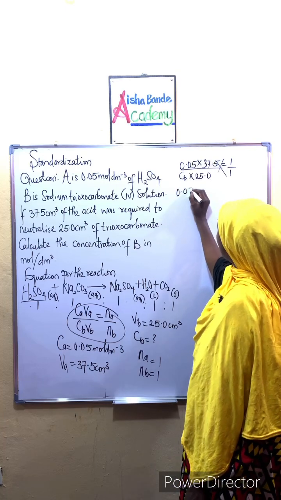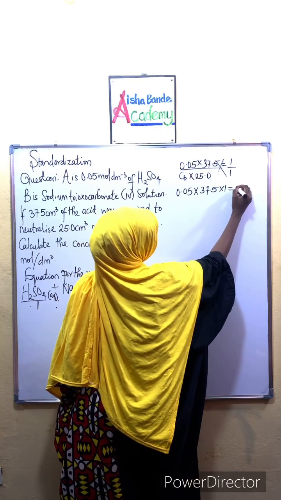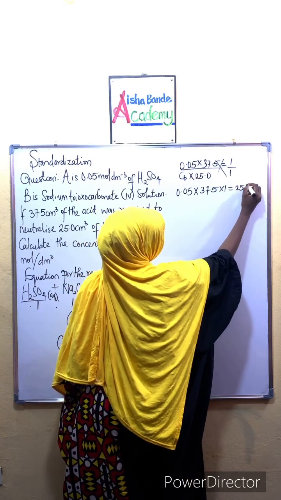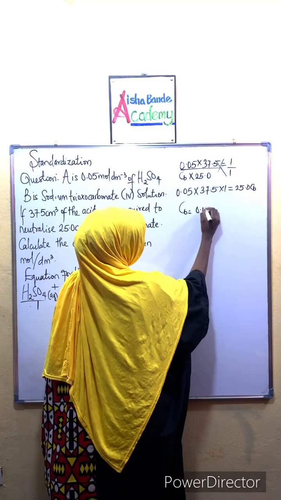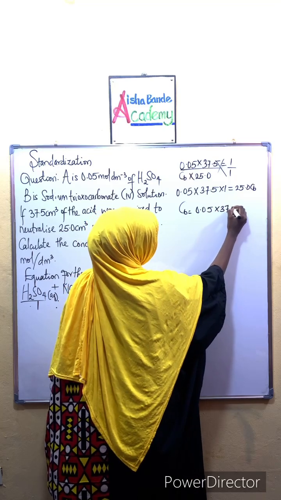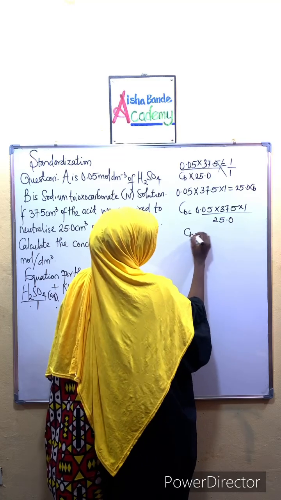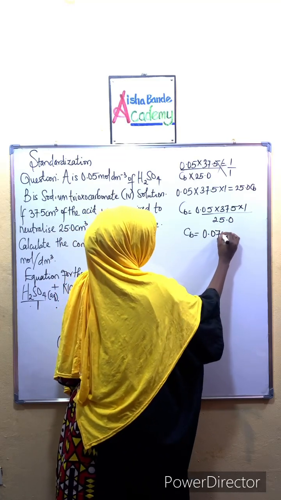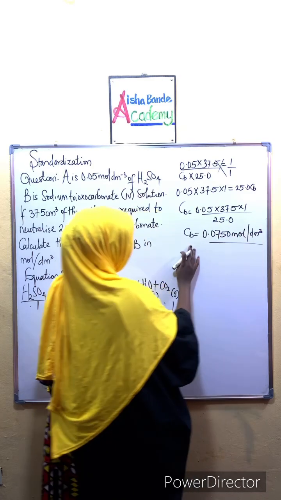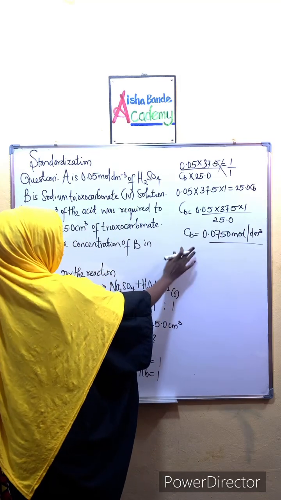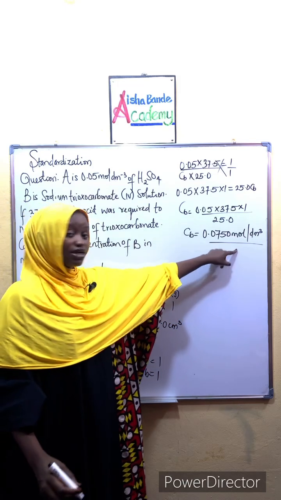We're going to have 0.05 times 37.5 times 1 equals 25.0 CB times 1, which gives us the same. So CB, the concentration of base, is going to be 0.05 times 37.5 times 1 all over 25.0. So our CB is equal to 0.0750 mole per dm cube. This is the concentration of the base, and we were asked to find it in mole per dm cube. So the SI unit is very important.